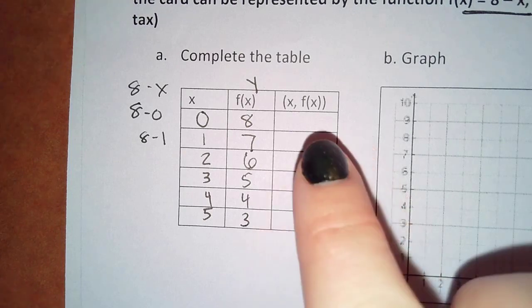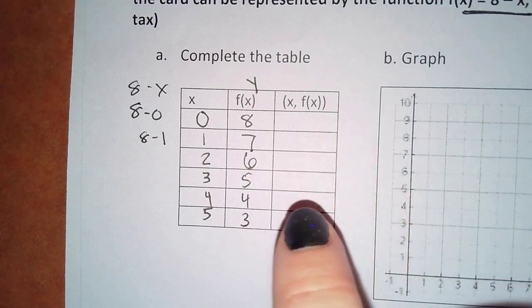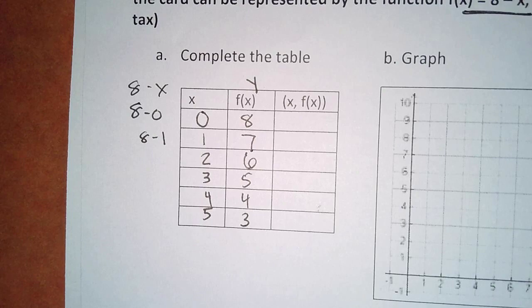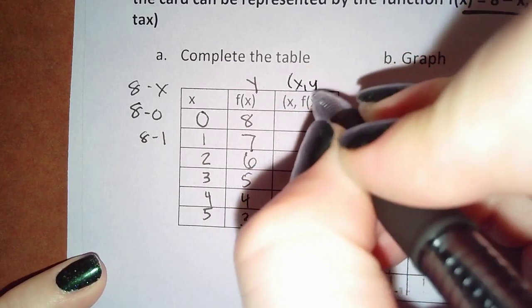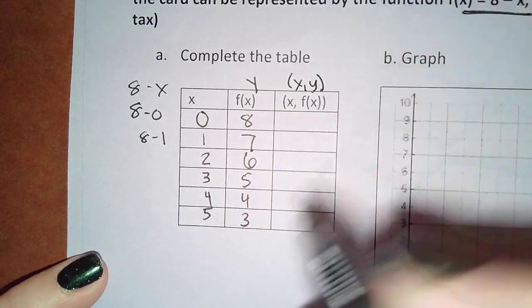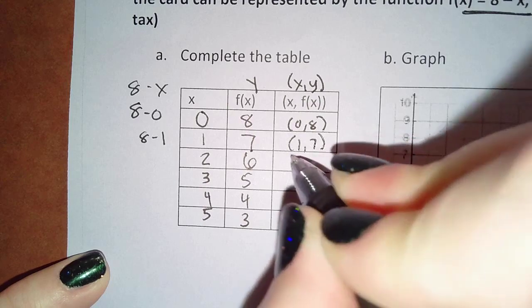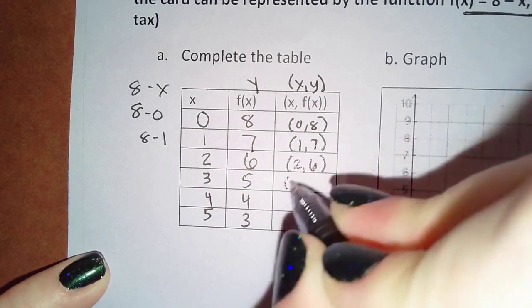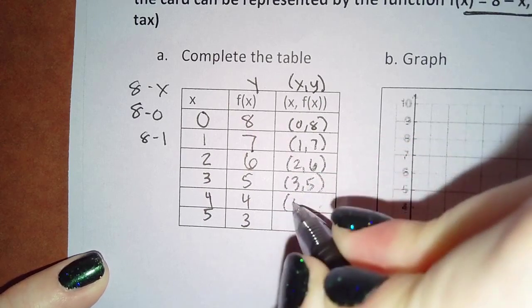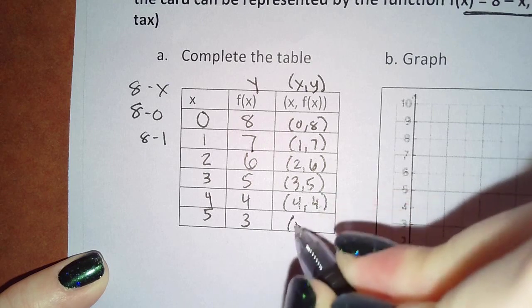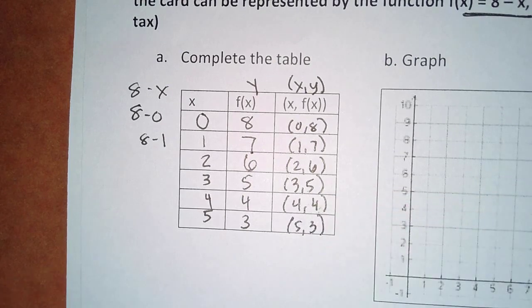What's this last column? Oh, the x, y order. Good, the x, y ordered pair. We've seen that before, right? So 0, 8. 1, 7. 2, 6. 3, 5. 4, 4. 5, 3. There's a test question real similar.